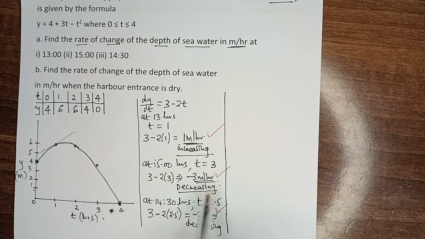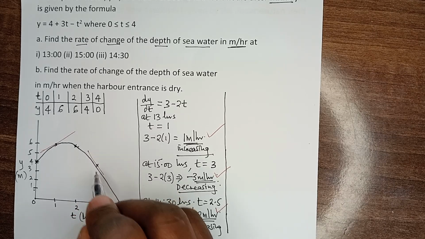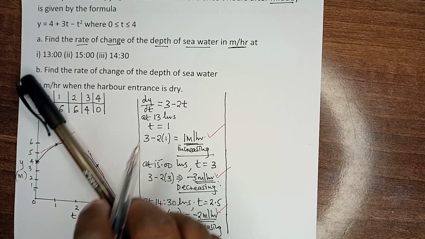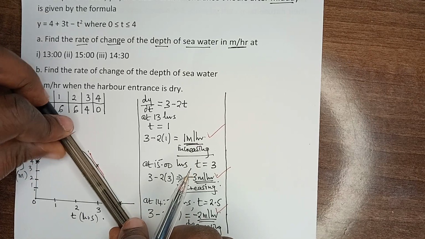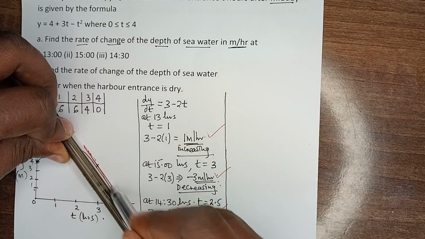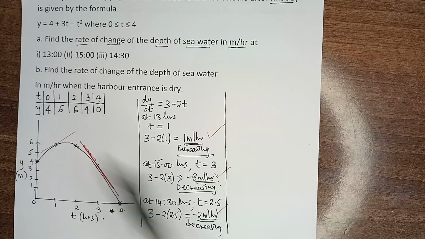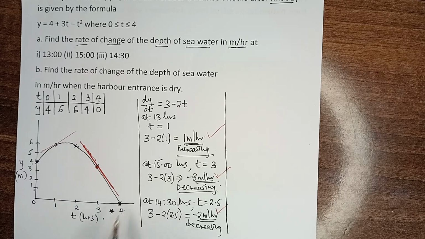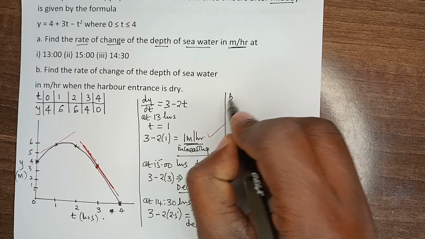At t equal to 3, we are expected to have a negative gradient, and here we are. If the tangent passes there, and the line touches the curve at only one point, that is the tangent. When the tangent is touching the curve at that point, you can see the gradient is negative, and of course it is explained here. Let us then go to part B of the question.